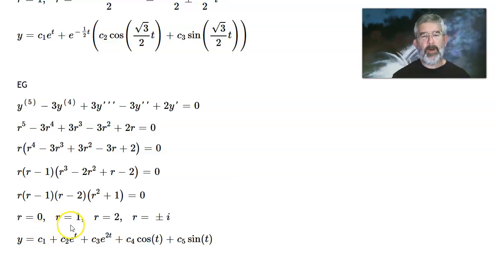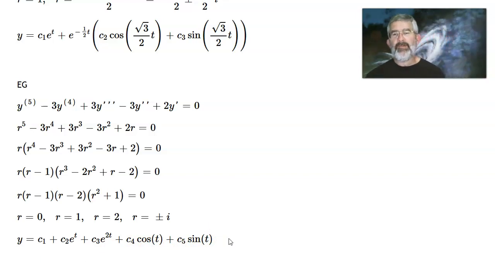Okay. r equals 1 gives me an e to the t, r equals 2 gives me an e to the 2t, and the r equals plus or minus i has a real part of 0 here. I don't have the exponential decay. I just have the sine and the cosine, and the coefficient in front of the i there is 1. So cos t and sin t, and the general solution looks like that, right?